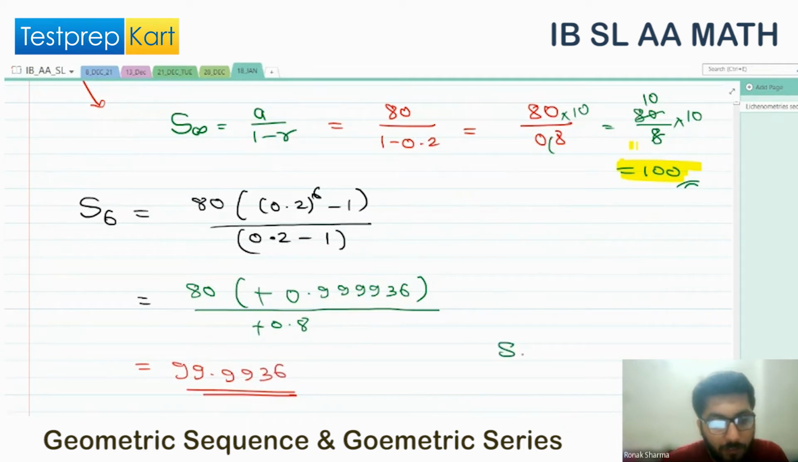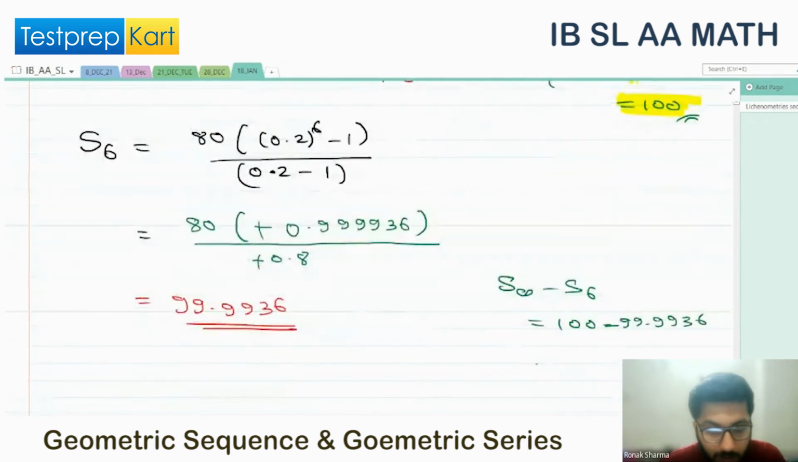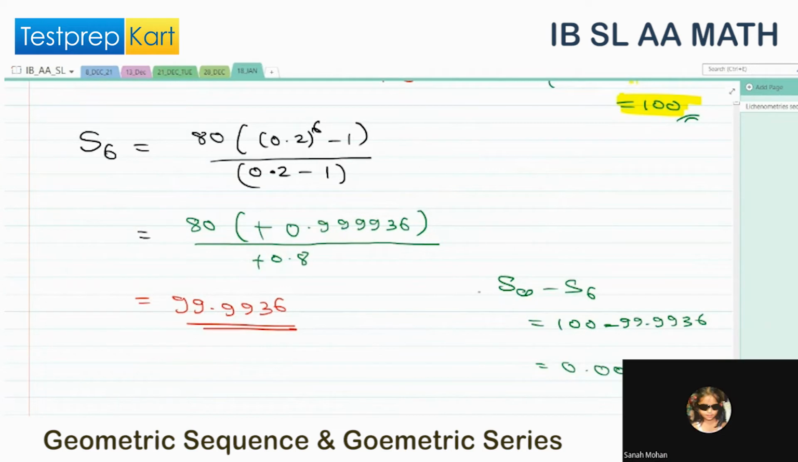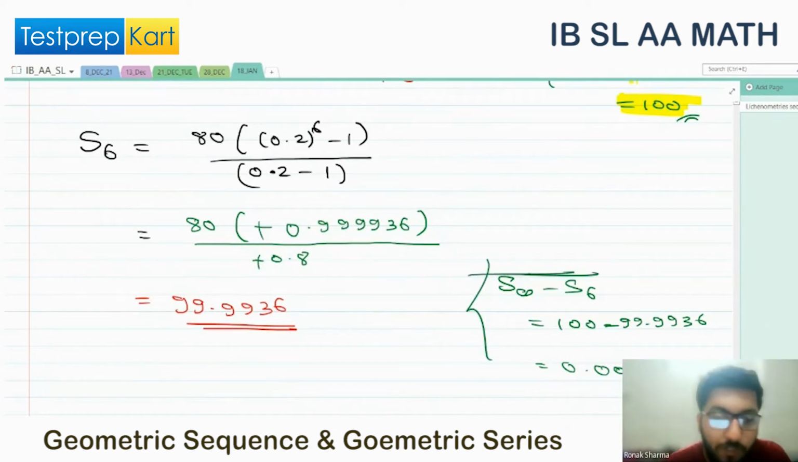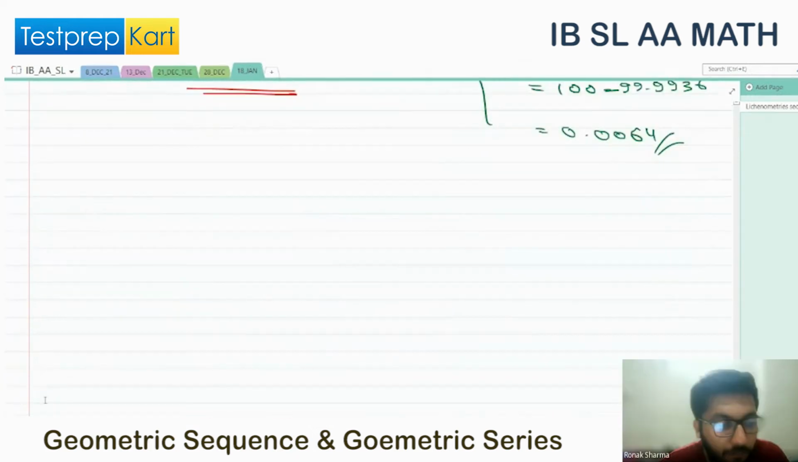So what will be the difference? S infinity minus S6, so that will be 100 minus 99.9936. Let us see. 100 minus that, the answer will be 0.0064. This is your answer. Got it? See, you need to be good with these calculations because you have the calculator in your hand. We should be comfortable putting in the numbers quickly and taking out the answer.